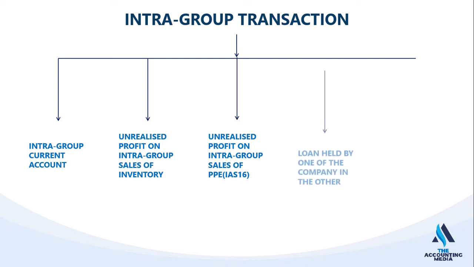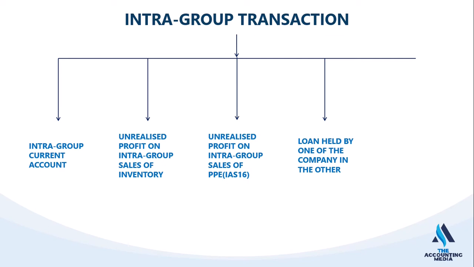Another one that we can have is a loan held by one of the companies in the other. It is possible that the parent company will give a loan to the subsidiary company, and in some cases the subsidiary company can also give a loan to the parent company. If such happens, how do we account for it in our group account? Don't forget, the parent and the subsidiary are seen as a single entity when preparing group accounts. As such, what do we do about that?